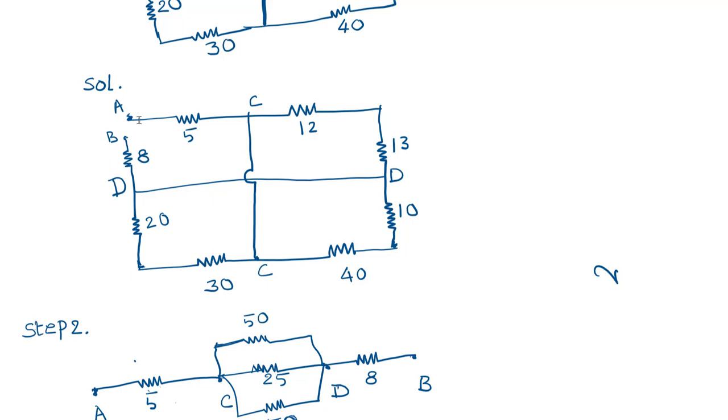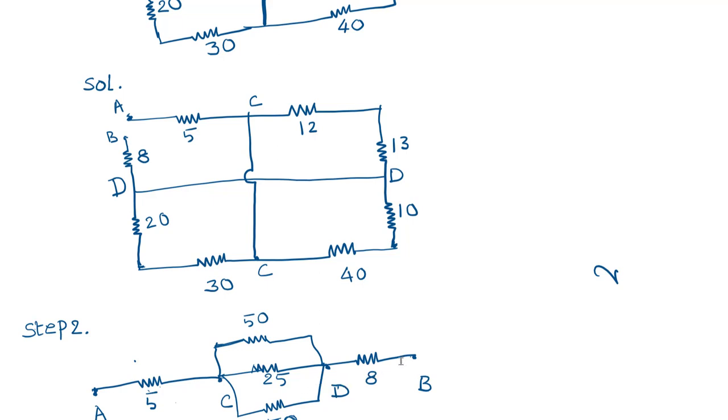Now we look at the elements. What is the element between A and C? It is 5 ohms. So we have written here 5 ohms. Next, what is the element between C and D? Between this is C and this is D. What is the element connected? This is 12 ohms plus 13 ohms. Because they are in series, we say 12 plus 13, that is 25 ohms like this.